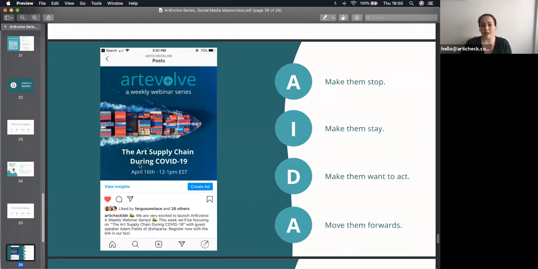And then desire is make them want to act. So my end action, which you can see here at the bottom of the text, is register now with the link in our bio. So that would be moving them forward to the next step. I want them to register for the webinar. Now, how do I make them want to do that? Well, I tell them it's going to be the launch of our series.